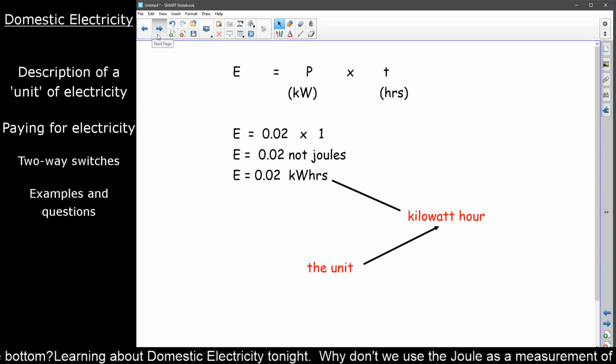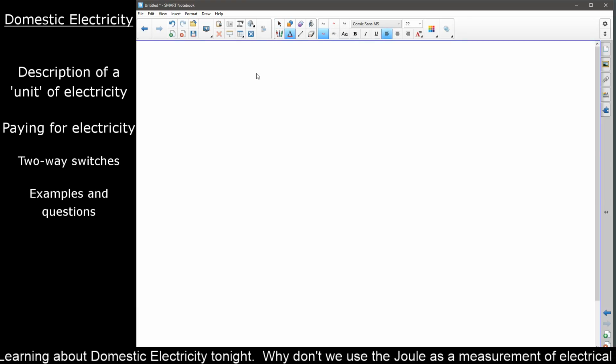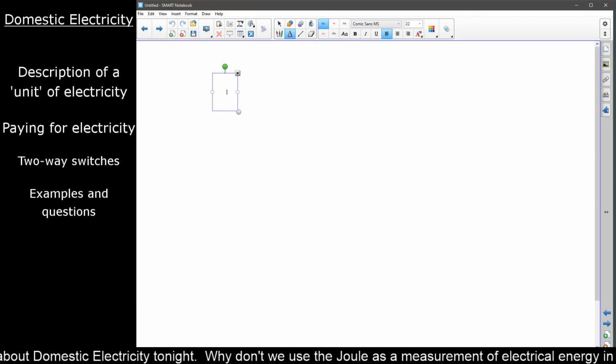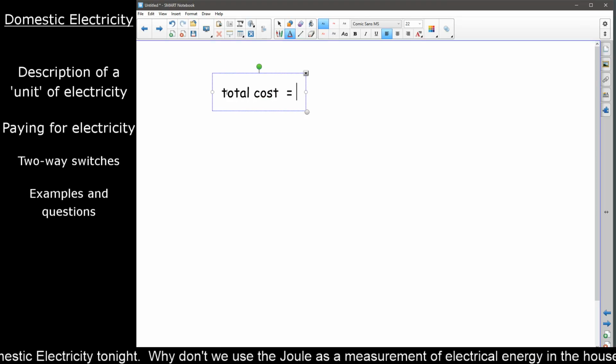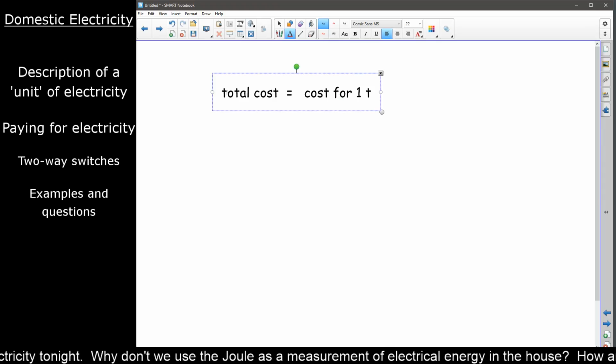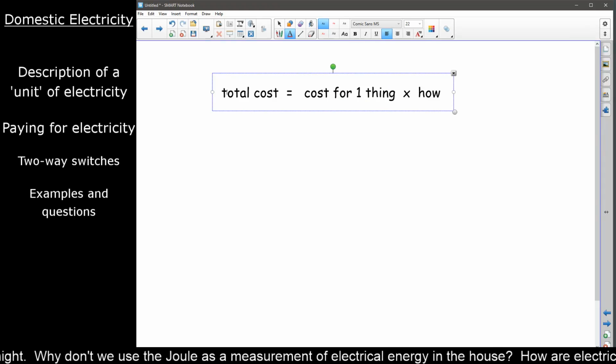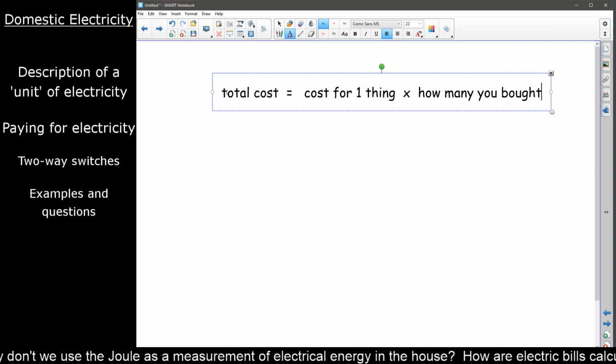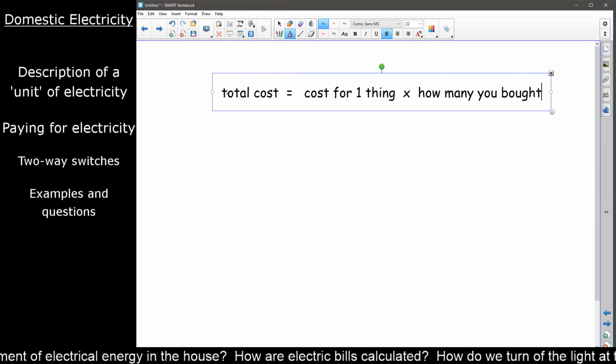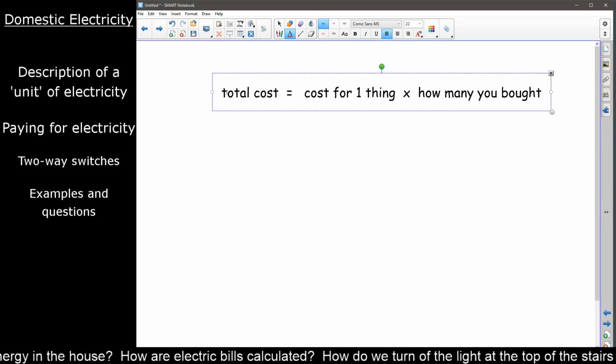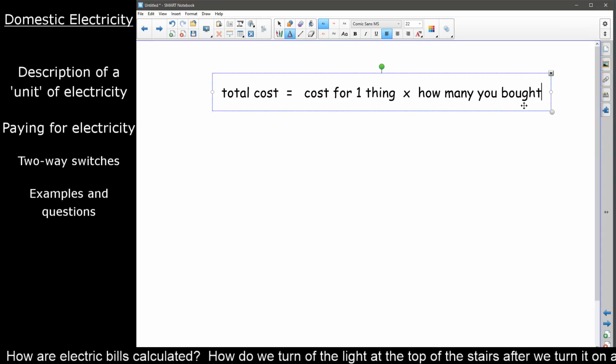So how do we charge you for it? Well, charging you for it is done exactly the same as charging you for anything in life. The total cost equals the cost for one thing multiplied by how many you bought. If a bottle of Coke costs £1.50 and you bought 2 of them, you spent £3. You bought 3 of them, you spent £4.50. You bought 4 of them, you spent £6. You bought 5 of them, you've probably got diabetes. So in terms of total cost, it's just the cost for one of them multiplied by how many you bought.